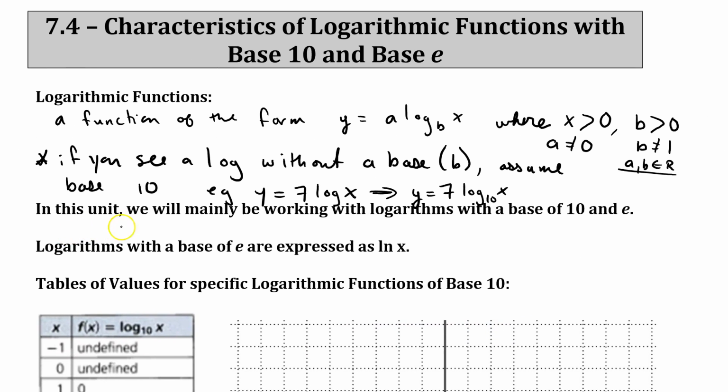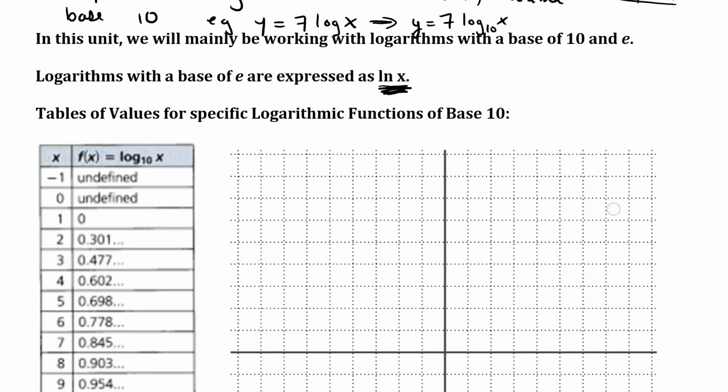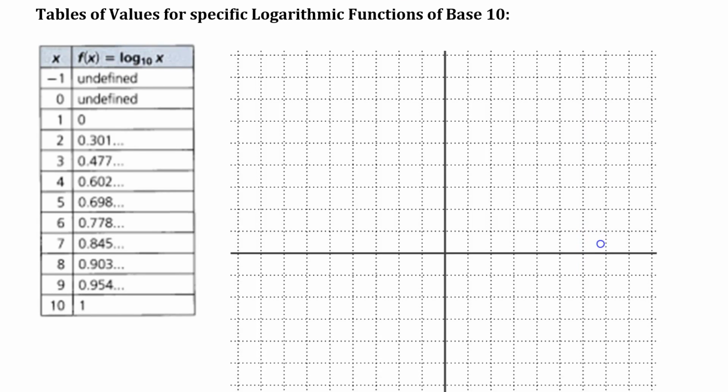So in this unit, we're going to mainly be working with logarithms with a base of 10 and with a base of e. Remember Euler's constant, e to the x, and we graph that? Well, there's a really important logarithm with the base of e, and that's our ln x. So logarithms with a base of e are expressed as ln x. And let's just go through some tables of values for specific logarithmic functions of base 10.